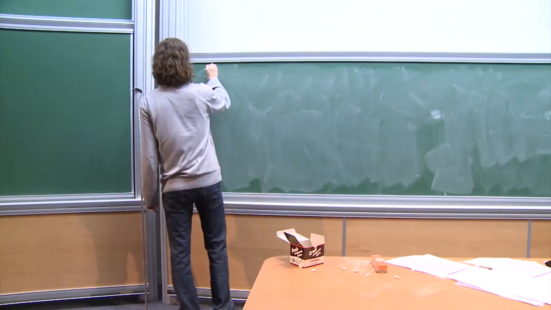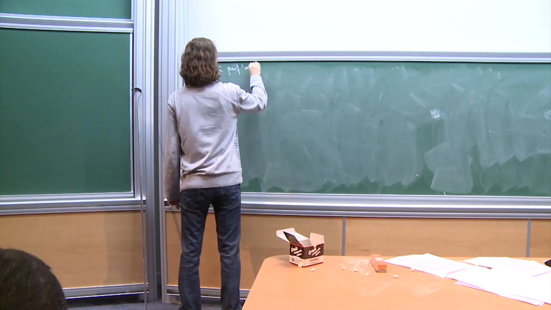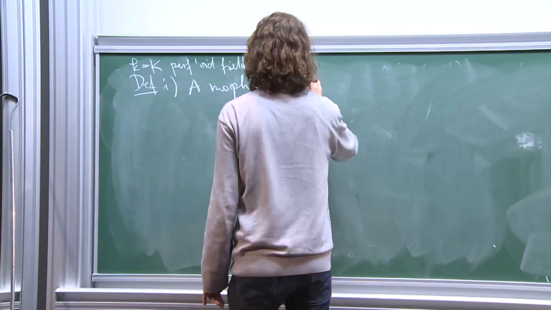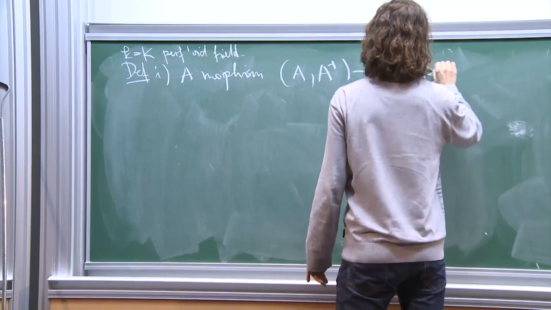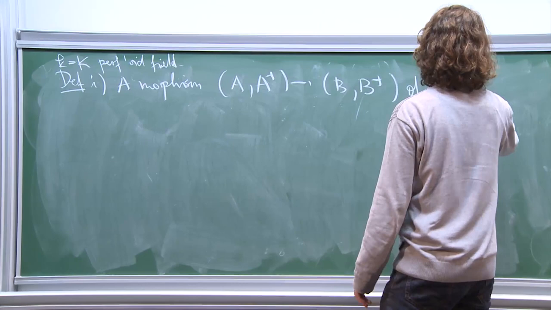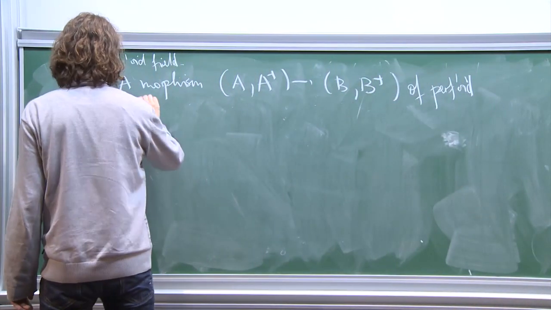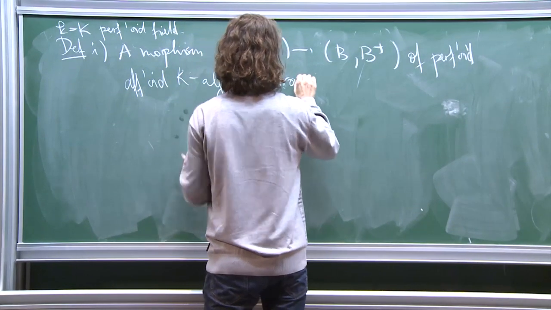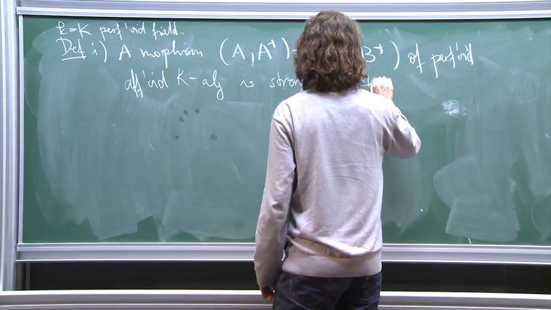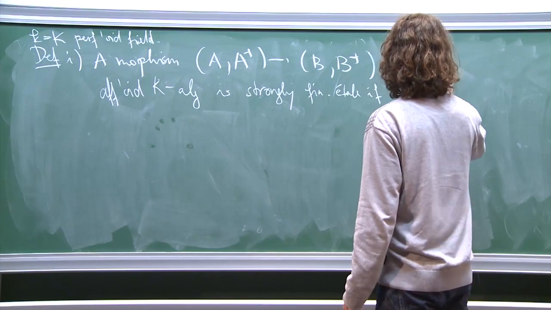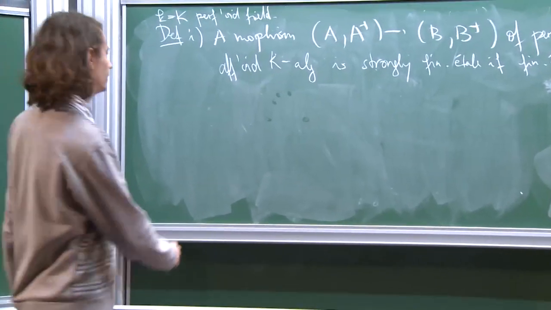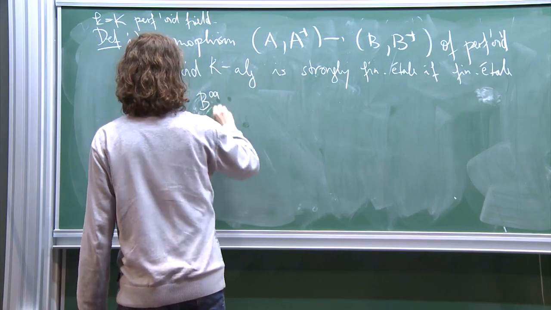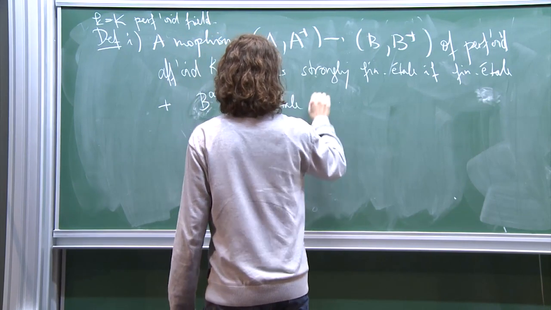So now assume that K is a perfectoid field. And we say that a morphism (A, A+) to (B, B+) of perfectoid affinoid K-algebras is strongly finite étale if it's finite étale, and the additional condition that it's still finite étale on the almost integral level is satisfied, so that B° is a finite étale A° algebra.